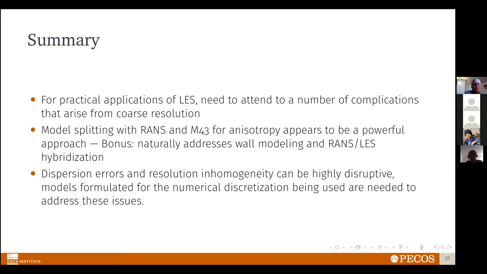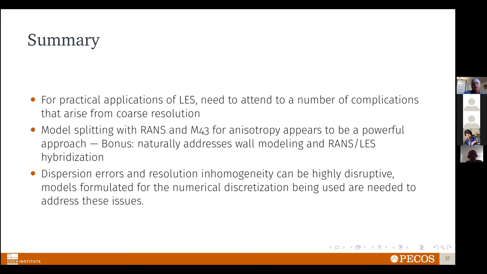In the meantime, there is someone who asked a question in the chat. The real-world behavior of the subgrid stress and the instantaneous backscatter of energy are some of the desired properties of the subgrid scale model. Can you please share your thoughts in terms of your approach?